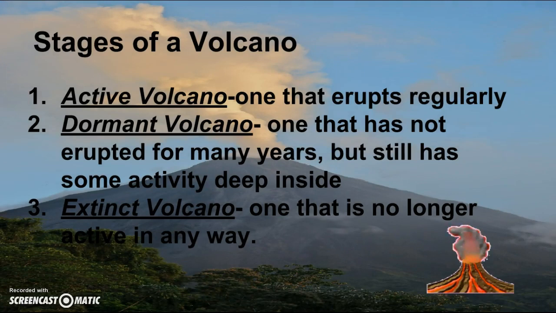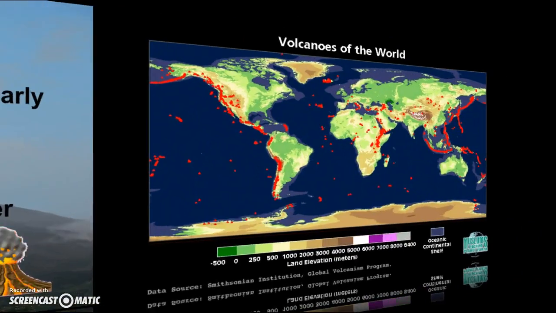There are three stages in the life of a volcano. The first one is active volcanoes. This is one that erupts regularly. We still have active volcanoes around. Then you've got dormant volcanoes like Hawaii. They've not erupted for many years, but they still have some activity going on. And then you have extinct volcanoes, and those are volcanoes that are no longer active at all. The magma is all solidified. There is nothing going on within that volcano.